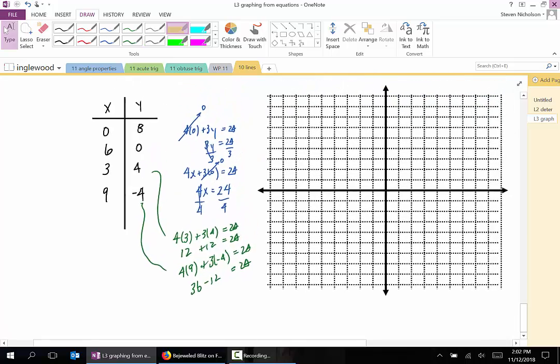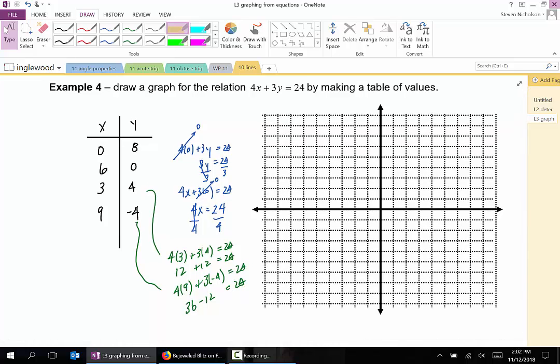So sometimes, when we're making our table, we have to get a little bit creative and not just guess and check, but we've got to try a few. But we don't want decimals. I'm only accepting the nice points. So now, again, just to go ahead and graph this, there's our 0, 8. There's our 6, 0. Here's our 3, 4. And here's our 9, negative 4.